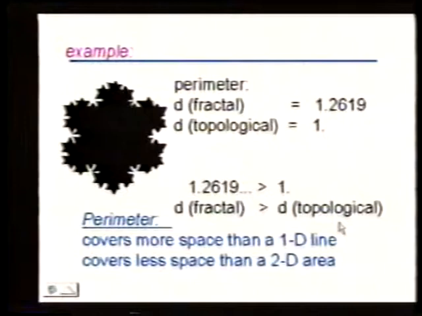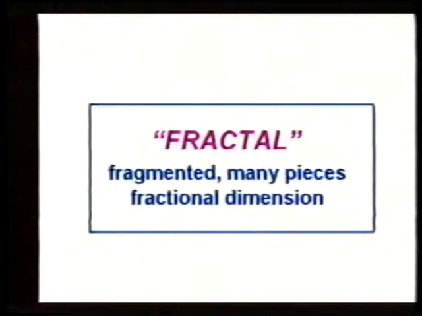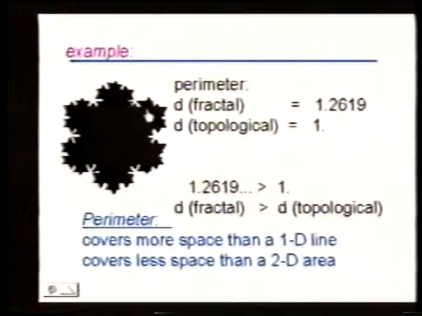So again, the perimeter covers more space than a 1D line, but it covers less space than a 2D area. That's why its dimension is in between 1 and 2. And this gives rise to why Mandelbrot coined the word fractal. There are two aspects of this. One, that it's fragmented, that it has many pieces, and second, that it has a fractal dimension. So let's go back to this again. Fragmented means that as we go to finer and finer detail, we see more pieces. And the fractal dimension is a number that's greater than 1.